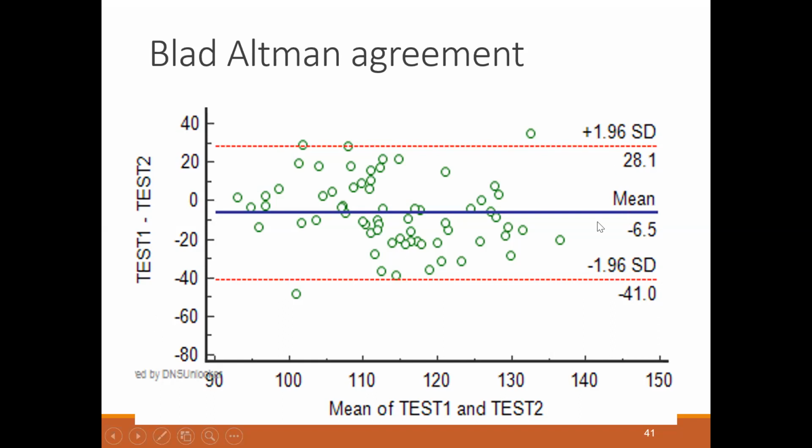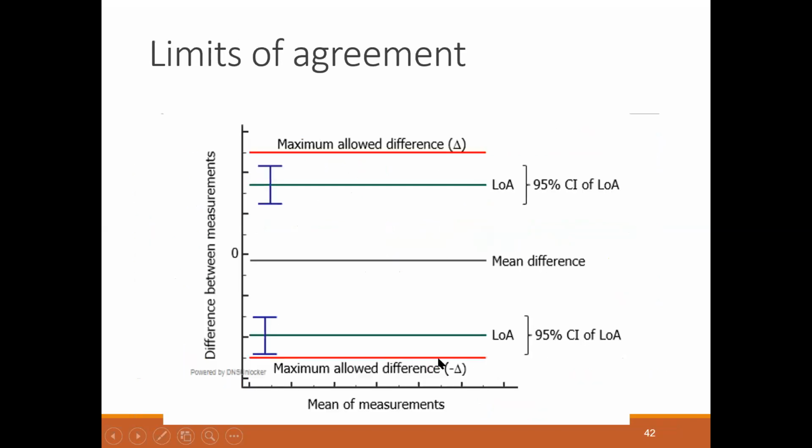And then we find whether there are any values beyond this limit. If most of the values are falling within the two standard deviations, that means there's good agreement between the two tests. Whereas if many values are falling beyond this, we can say there's no good agreement. So this is used for continuous kinds of data.